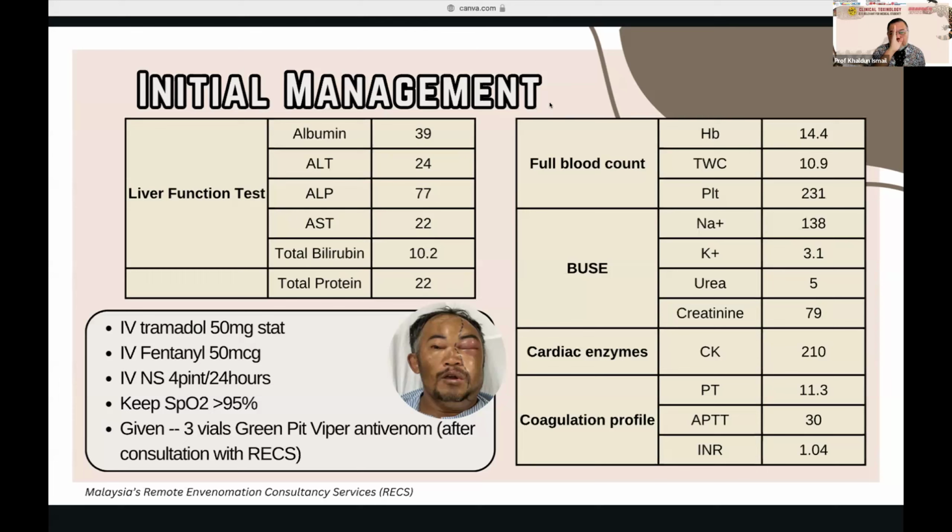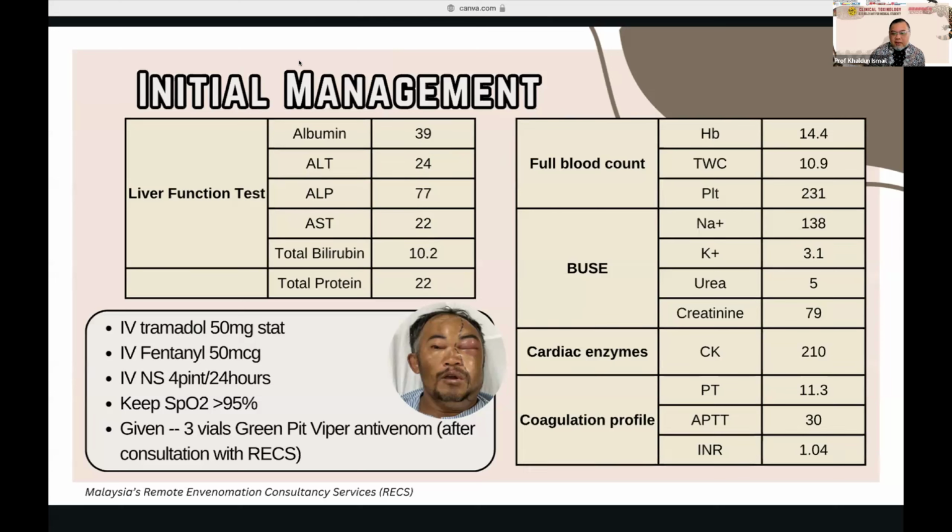Now you can see it has already tried to cross to the right side of the face as well. The forehead is already bulging with the swelling. You can see that. So it's quite a dramatic change, right? And this is the initial.